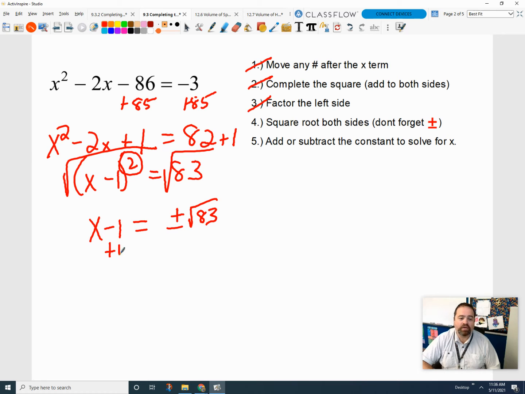So now I'm going to get rid of my 1 by adding it to both sides. So my answers are 1 plus or minus square root 83. All right?